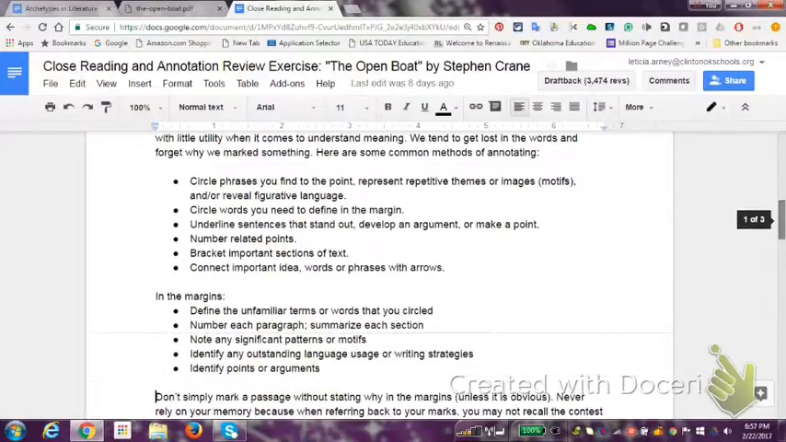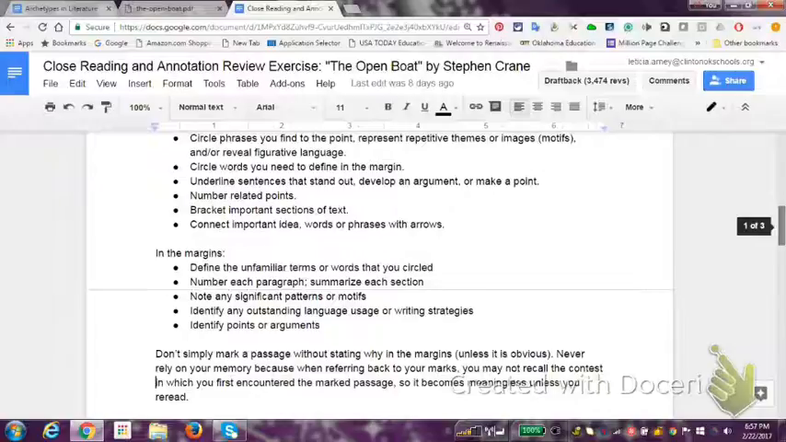In the margins, you're going to define the unfamiliar terms or words that you circled, number each paragraph, and summarize each section. This is actually going to be your first assignment with this whole annotation and getting into the actual reading, okay? Note any significant patterns or motifs. Identify any outstanding language, usage, or writing strategies. Identify points or arguments. Don't simply mark a passage without stating why in the margins unless it is obvious.